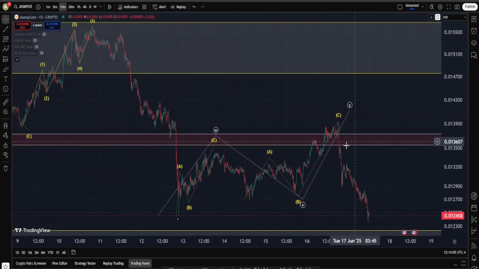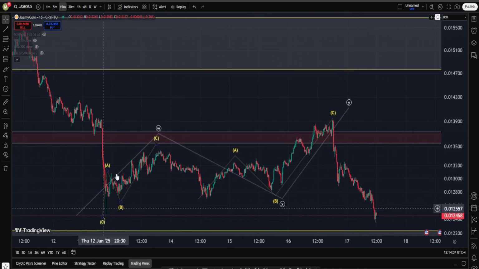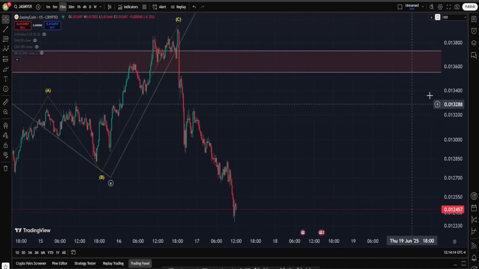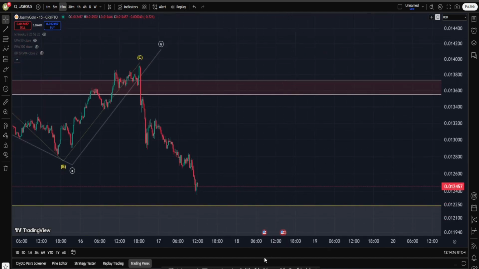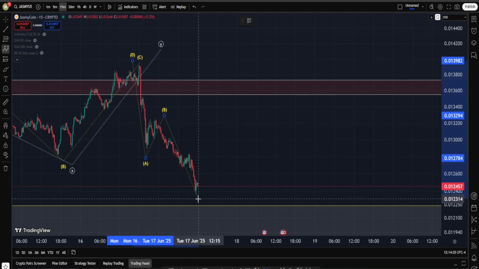Now, what is going on in here? Sure, this can be a WXY, but at the same time, maybe you are able to also find in here an ABC zigzag, and if from here we're going to get a move up, then okay, at that point you are going to see me calling this move down an ABC.